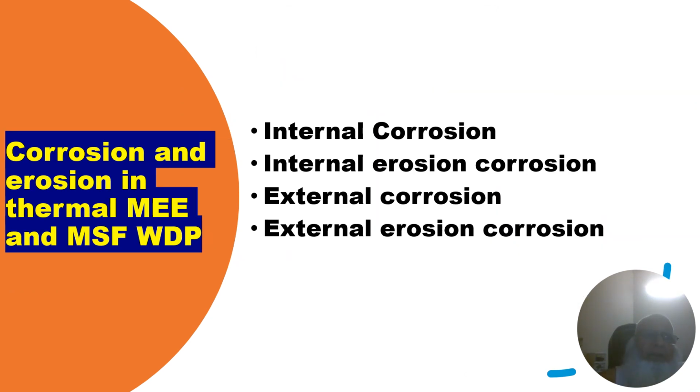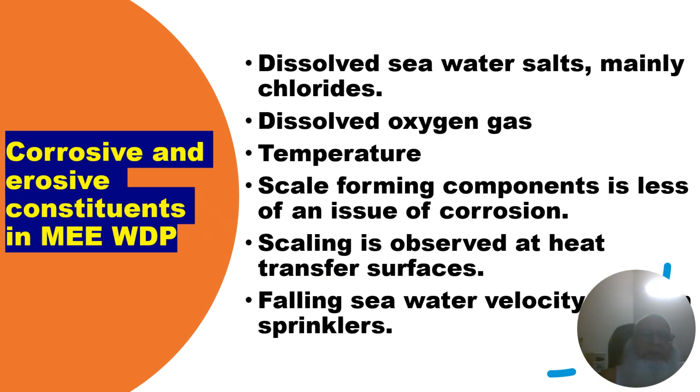This slide shows corrosion and erosion in thermal water desalination plants, both in MEE and MSF. The internal erosion corrosion, external corrosion, and external erosion corrosion are common types of corrosion in these water desalination plants. These are the last slides of part one of this presentation.